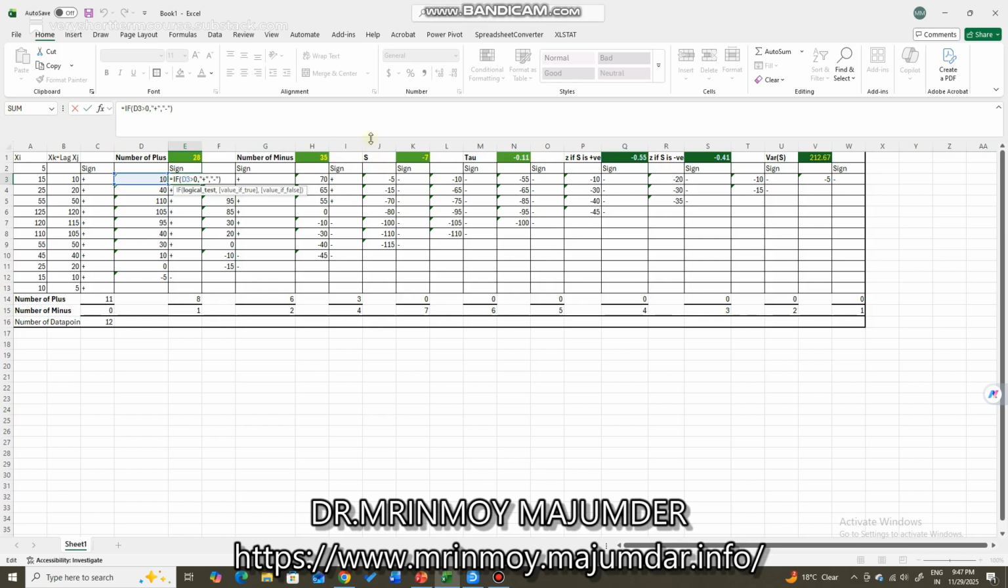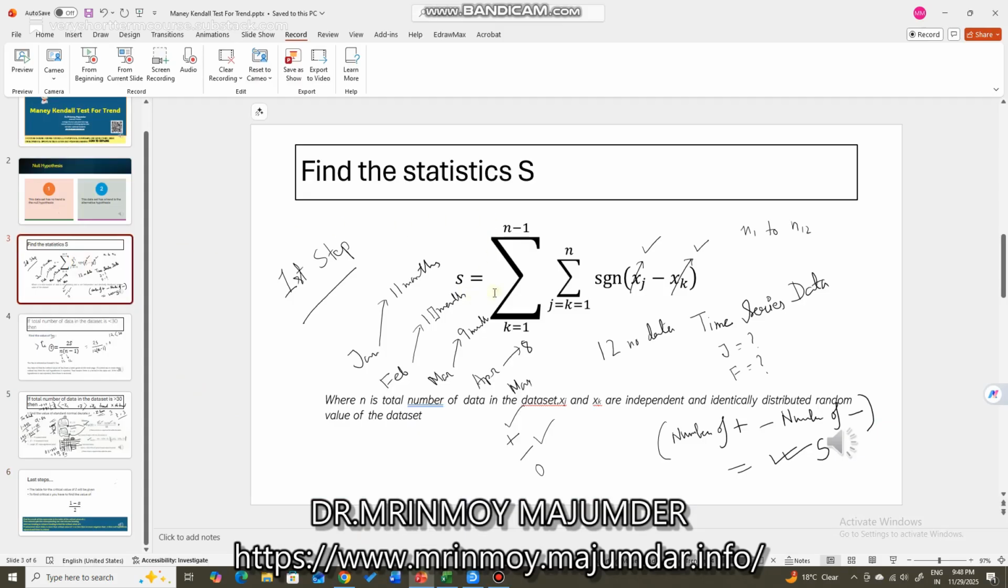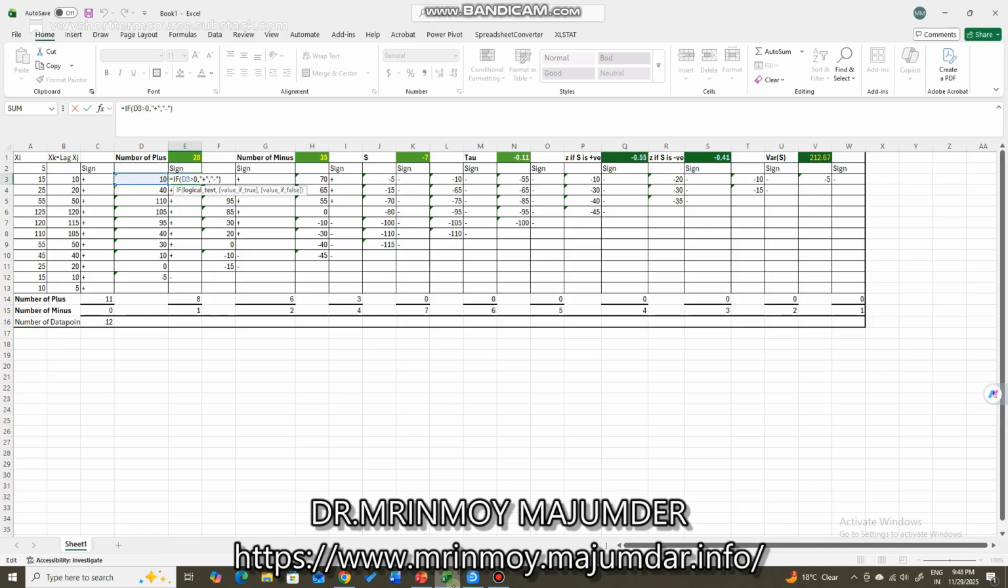So what is the value of S? That I have already discussed. How to calculate? Number of pluses minus number of minuses. Do not take the absolute value. If it is negative, keep it negative. In our case, S is negative, so we have used negative. If S is positive, we would have used positive. So in our case, S is minus 7.